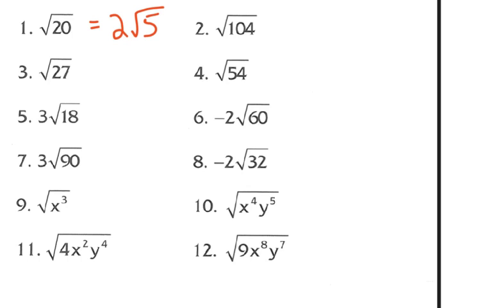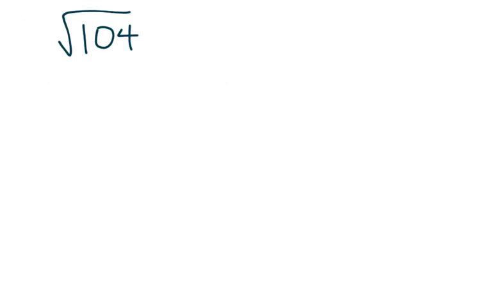So let's try another one. Let's do number 2's fine. So I'm going to do this on another page. Okay, so I don't know my factors of 104 very well, and that's okay. But because it ends in an even number, I can always take half of it. So even numbers can always be divided by 2. So half of 104 is 52.